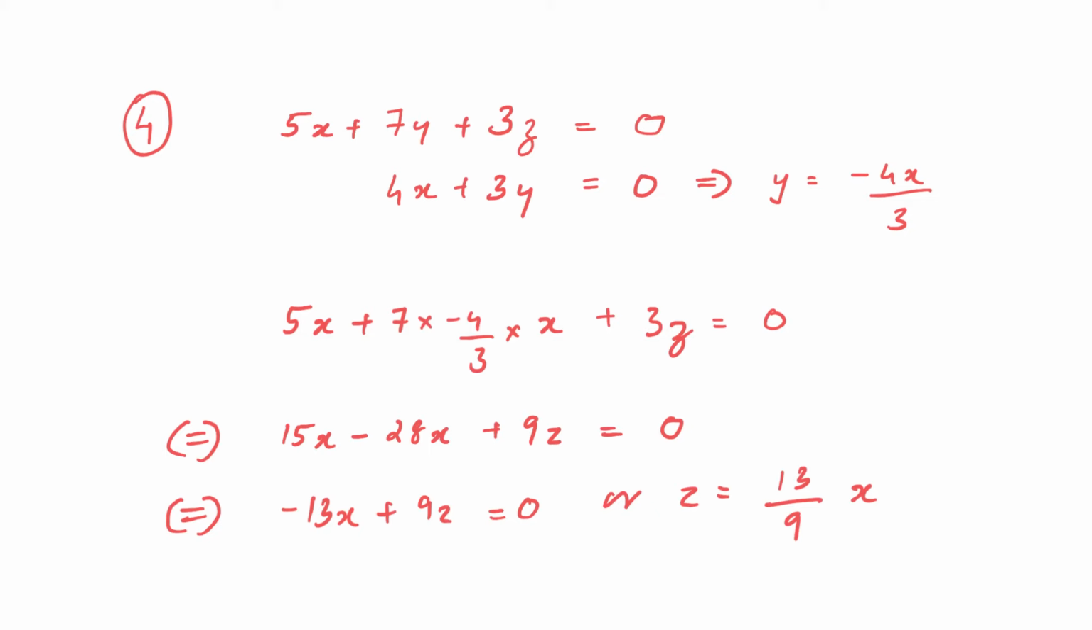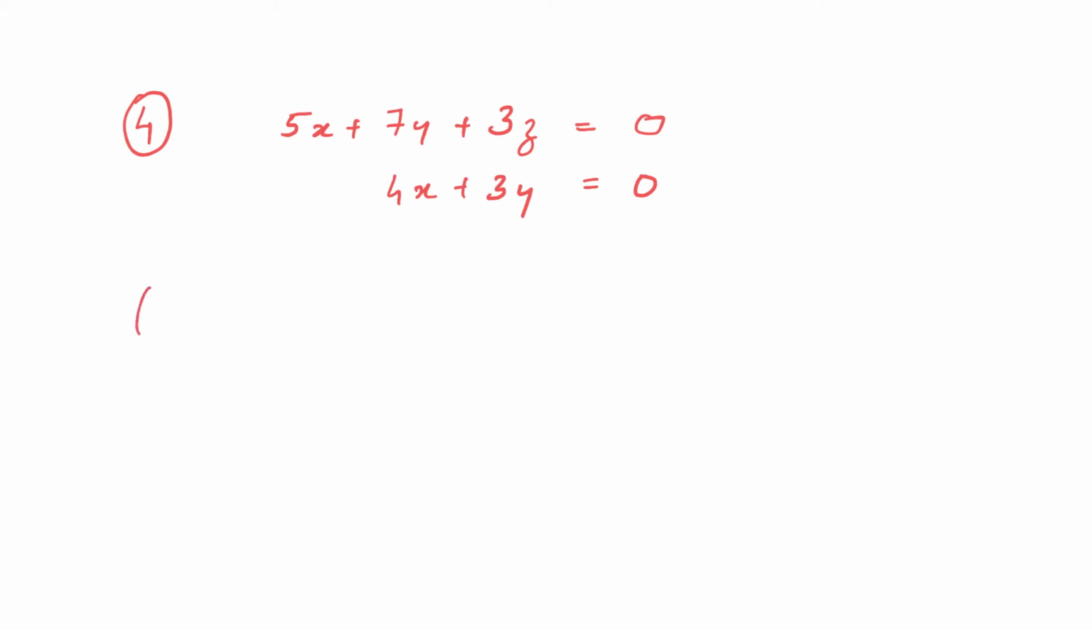Therefore, notice that if you take x to be any value and define y is equal to minus 4 by 3x and z is equal to 13 by 9 into x, then these particular values of x, y and z will be a solution for these two equations. Therefore, we have shown that there exist solutions to this system of linear equations other than the trivial solution 0, 0 and 0. However, the interesting thing is that we could have concluded this without actually solving the linear equations. Let us see how we can do that.